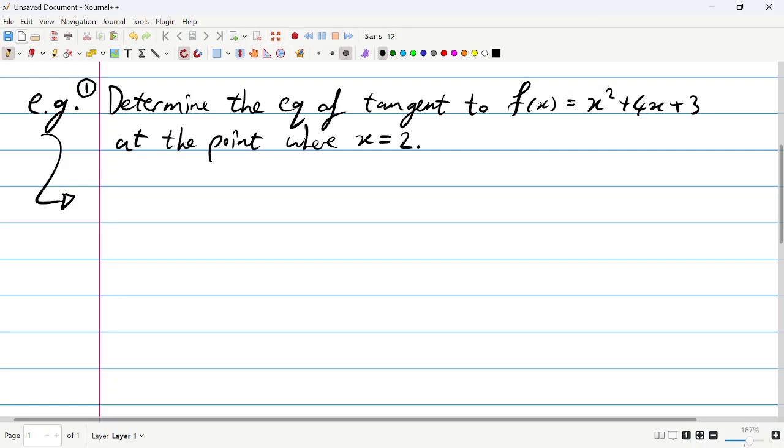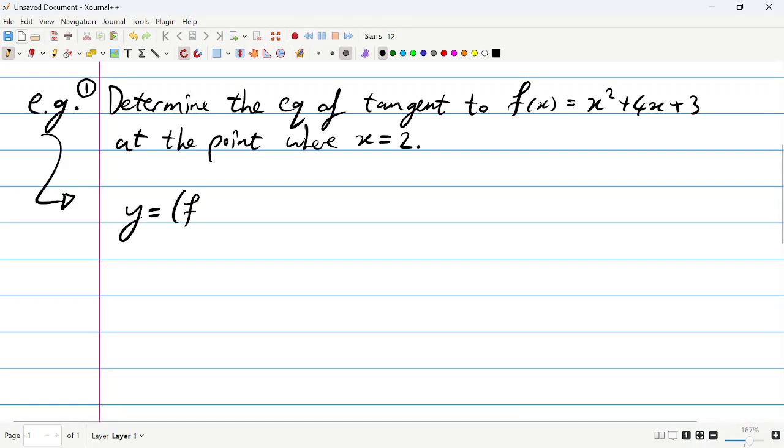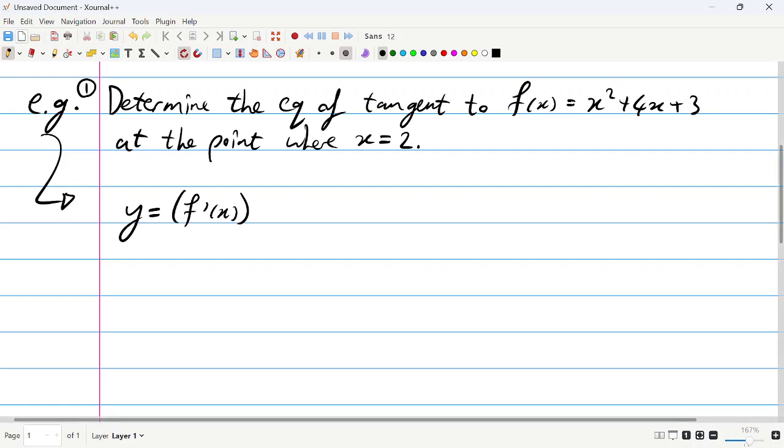So here's the first example. Determine the equation of the tangent to f of x equals x squared plus 4x plus 3 at the point where x is equal to 2. So when x is equal to 2, we need to know what is the coordinate at that point for the following. y equals f prime of x times x plus c, where obviously f prime of x is just the gradient.